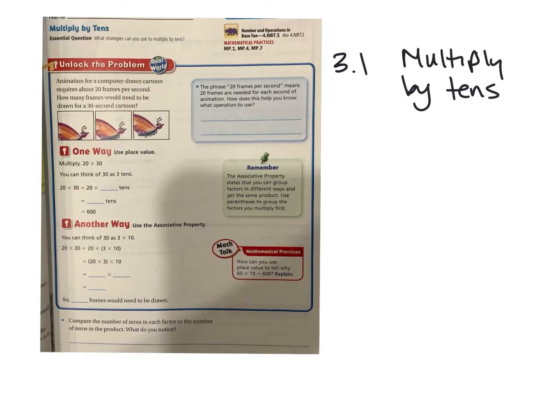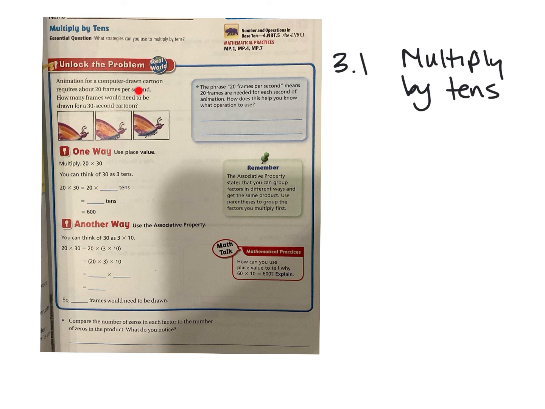So our essential question is, what strategies can you use to multiply by tens? And you've been using strategies all along: breaking things apart, expanding things, the commutative property, flipping them around, the associative property, regrouping them. So that's what we're talking about when we say what strategies can we use.